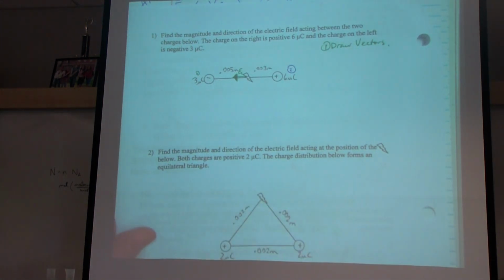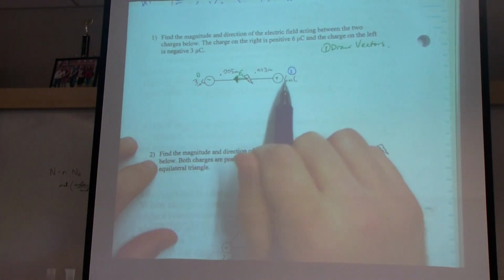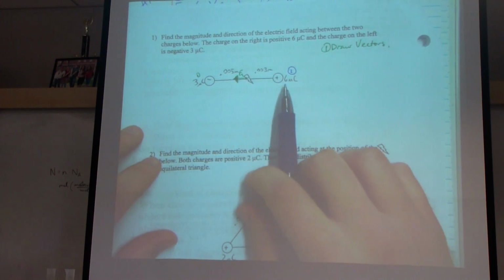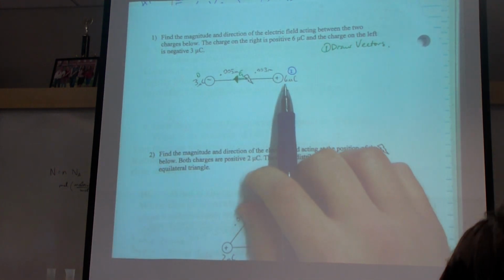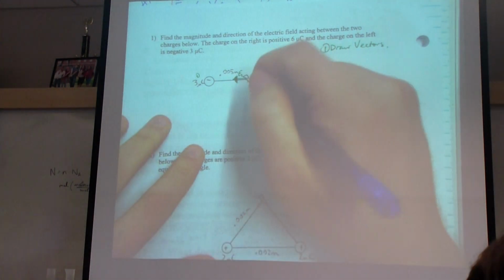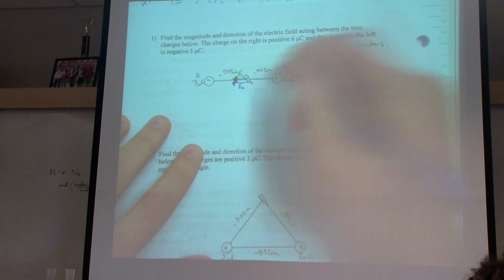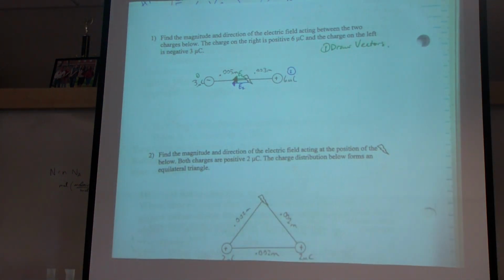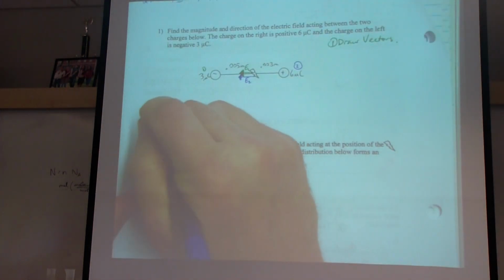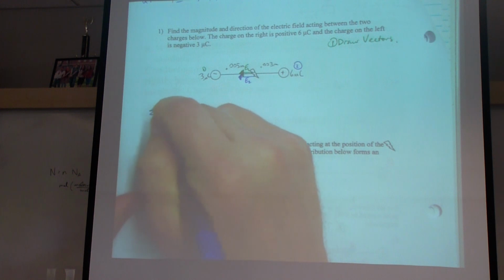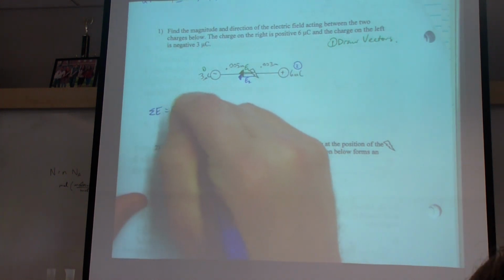Okay, and what about the electric field from this guy over here? Which way is it going to point? It's a positive charge, so it points away from the positive. So good news! Adding and subtracting the vectors here should be really easy. Our net electric field is just going to be the sum of the two.